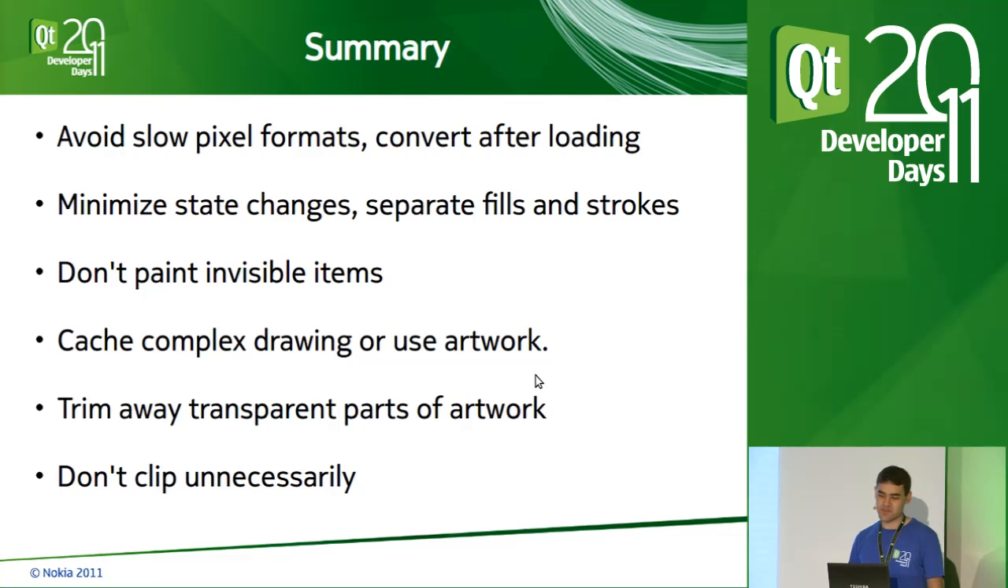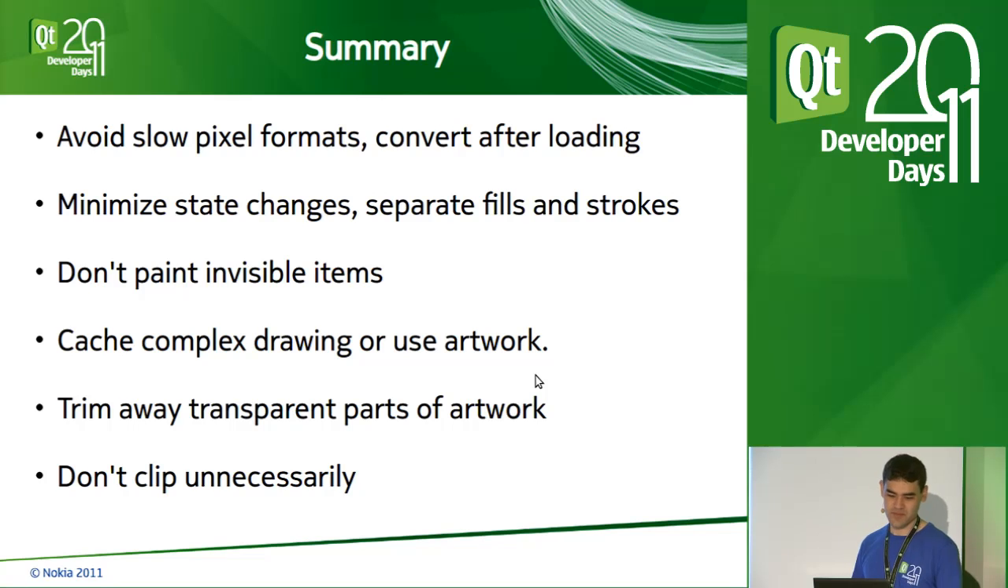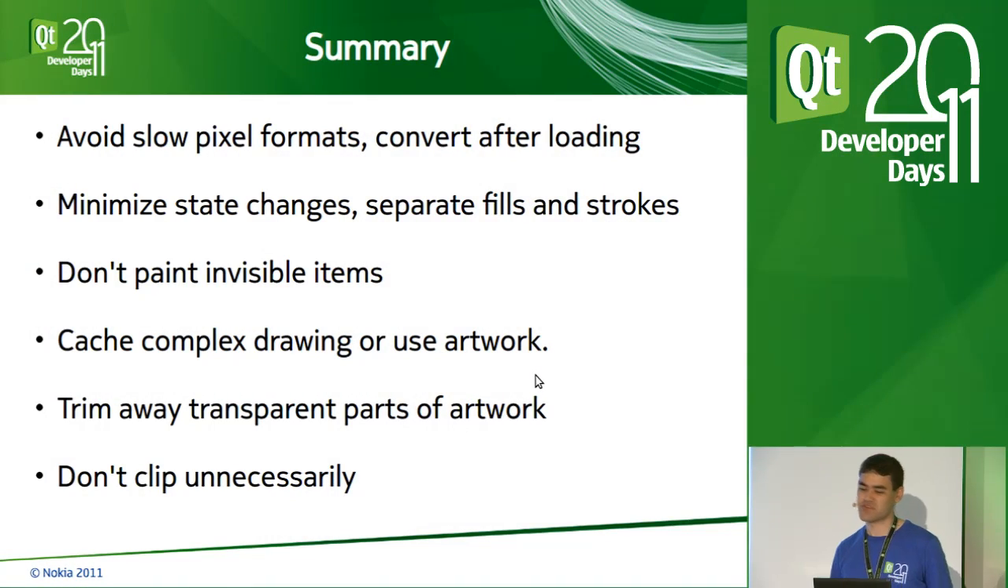You should cache complex drawing in images or use artwork. For instance, when you saw the gradient performance, it can help. Trim away transparent parts of the artwork. There's no point in rendering completely transparent pixels. Even on fast OpenGL hardware, it does slow down. And don't clip unnecessarily. We have seen some people in QML, for example, it's very easy to just set the clip property to true, and you always get this nice clipping, and you do that on a few hundred items, and suddenly the performance is quite bad.